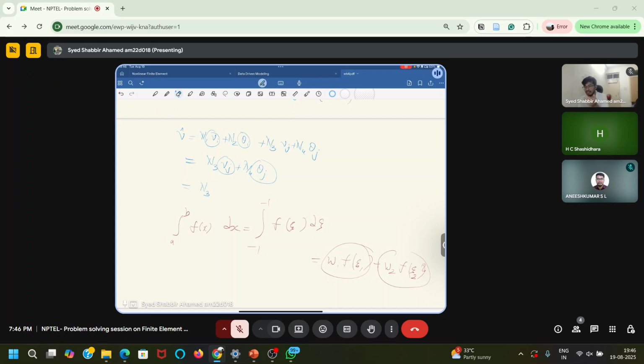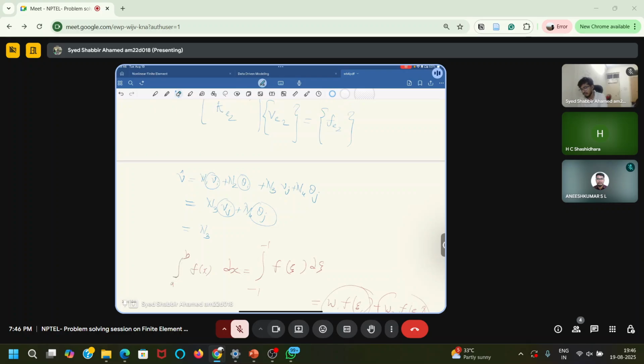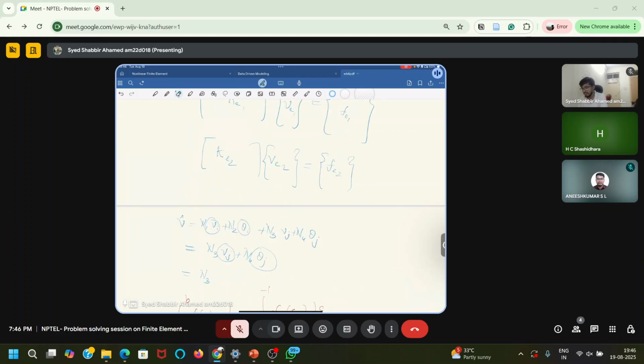So here you have to take only one element. As I have said, after taking one element, you will get Vj and theta j, right? So Vj and theta j you know, and N3 and N4 are functions of x, right? So you substitute x equals L by 2, you will get the answer. Okay, thank you.